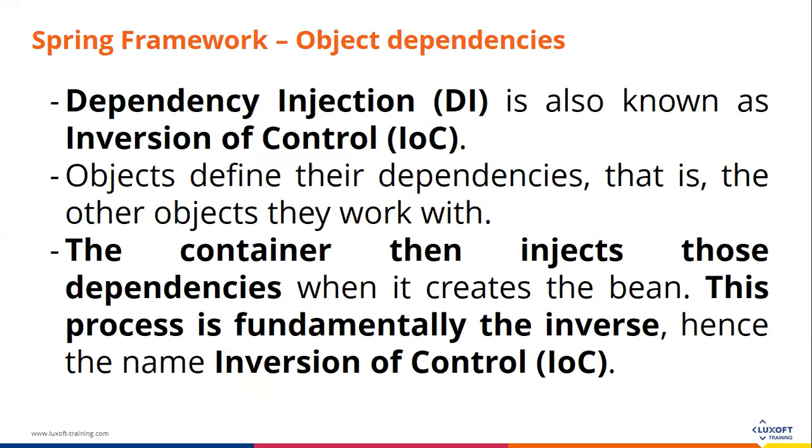So what is this dependency injection, known as inversion of control, and how can we move to a better approach using the Spring framework? Of course, we need some dependency between objects, and we have seen in our example that the objects are defining their dependencies. So the person will know that it needs a company, and it is working with that company.